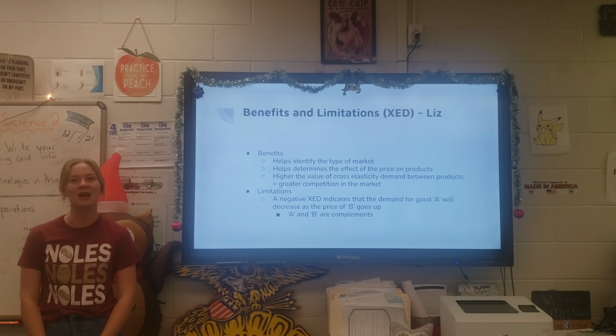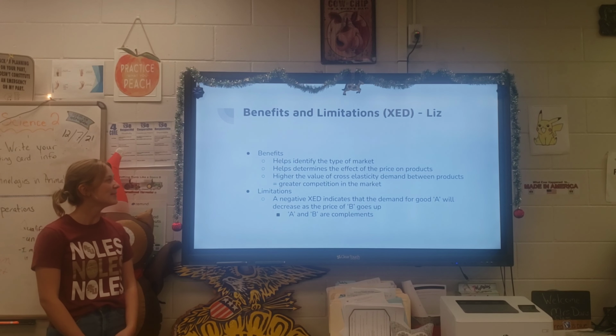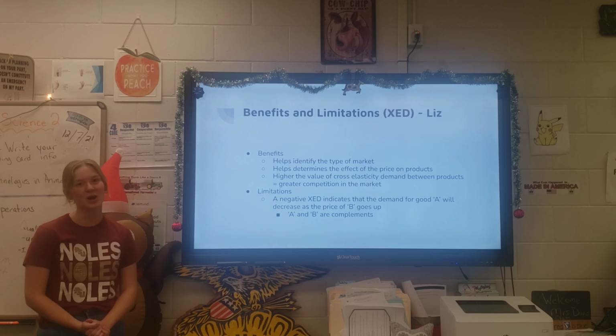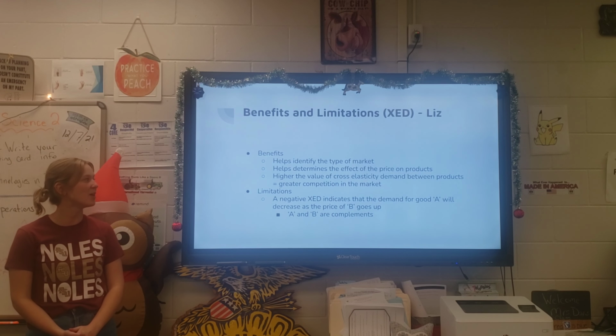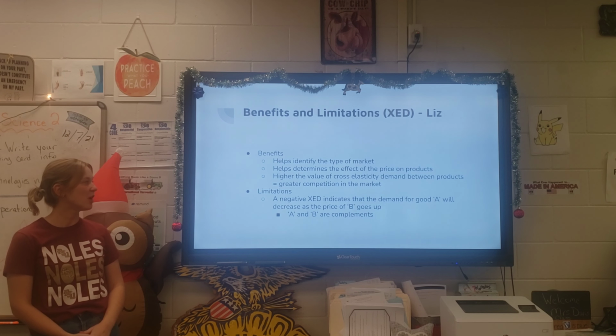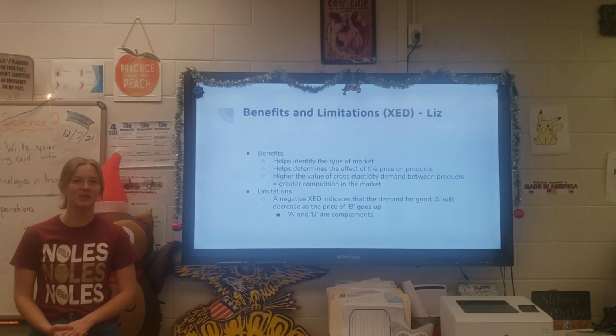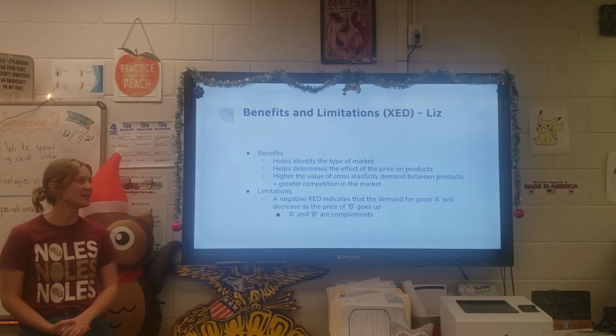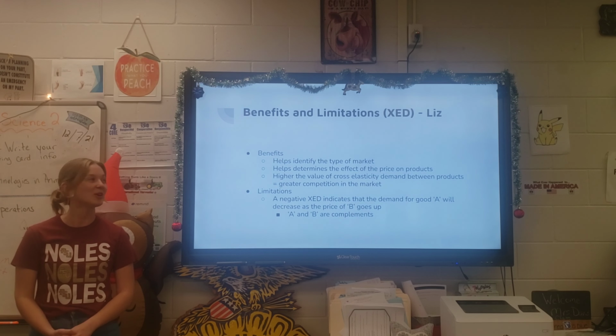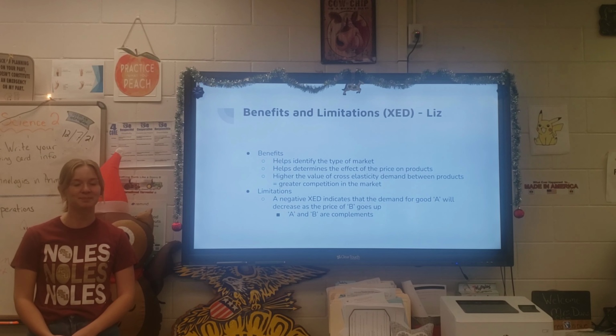I will be talking about the benefits and limitations of cross-elasticity of demand. Some benefits are that it helps identify the type of market and helps determine the effect of the price on products. A higher value of cross-elasticity of demand between products equals greater competition in the market, and vice versa. A lower value of cross-elasticity of demand will create a lower competition in the market.